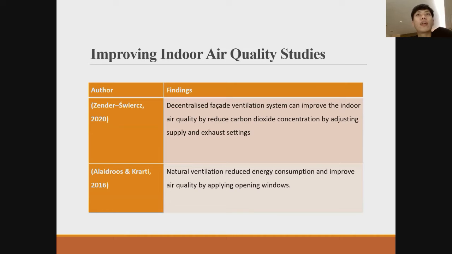To improve indoor air quality, I went through two studies. Zendel 2020 stated the decentralized vacuum ventilation system can improve the indoor air quality by reducing the carbon dioxide concentration by adjusting the supply and exhaust system. However, Alatros and Kratik 2016 stated that natural ventilation reduces energy consumption and improves the air quality by applying opening windows.